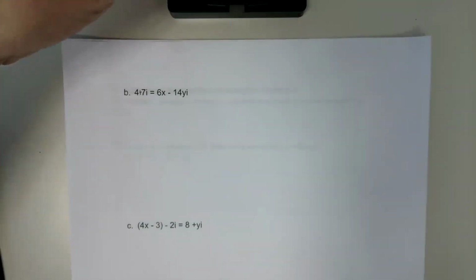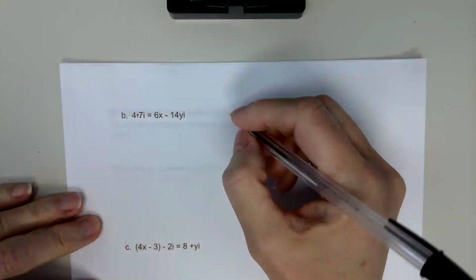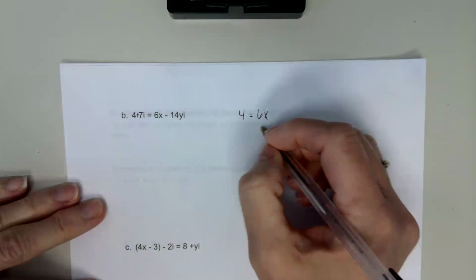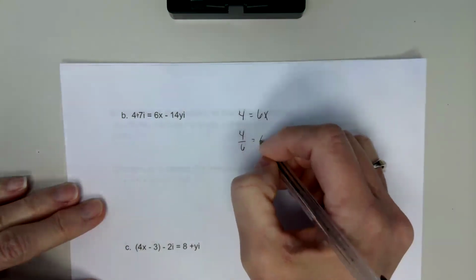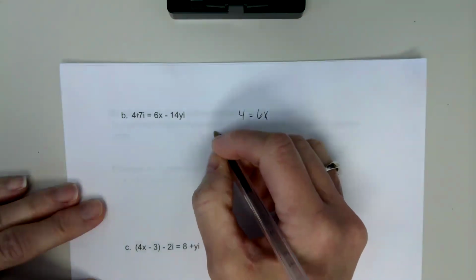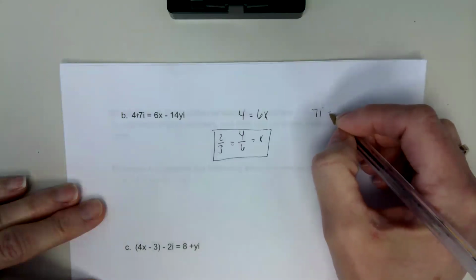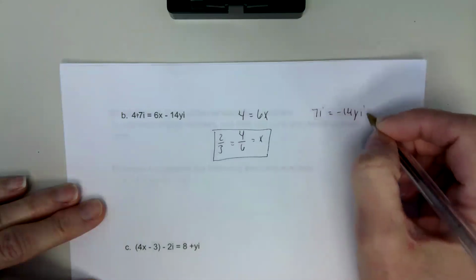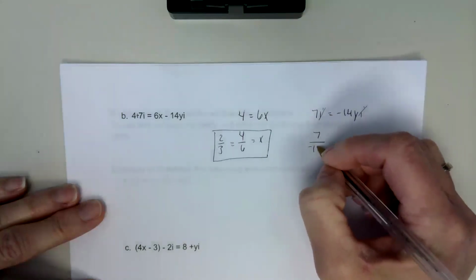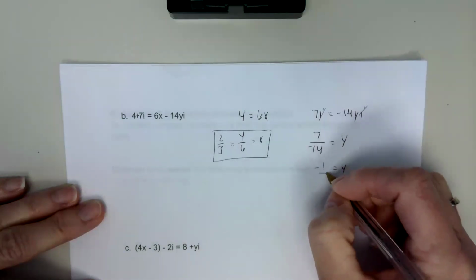Okay. So now we're going to do the same. 4 must equal 6x. So if I divide by 6, x must equal 4/6 or 2/3. And then 7i must equal a negative 14yi. So the i's cancel, and we're going to divide by -14 to solve for y. So y must equal -1/2.